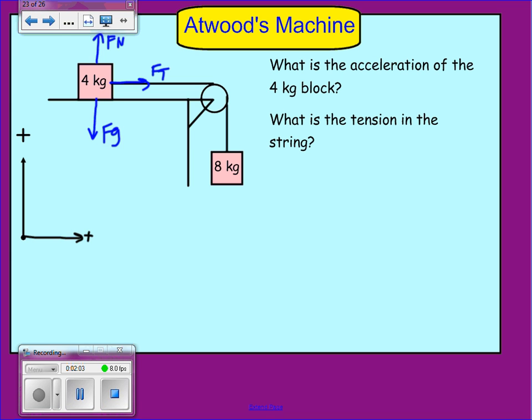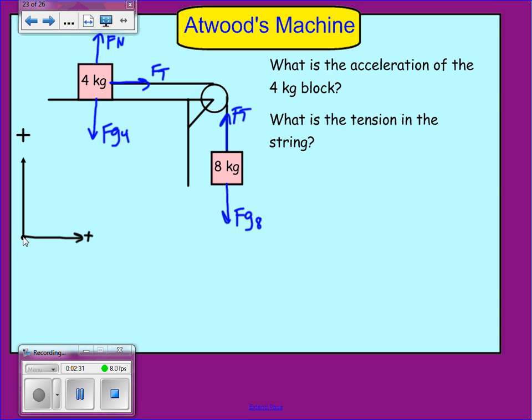And then what I'm going to do is draw a force diagram for the 8 kilogram. The 8 kilogram block has force gravity going down, and it has force tension going up. And what I should probably do, because it'll be important, is put a little sub 4 here and a little sub 8 there, because I want to know that those gravities are different. So if I see FG, what FG am I talking about?